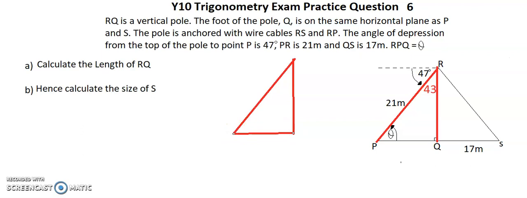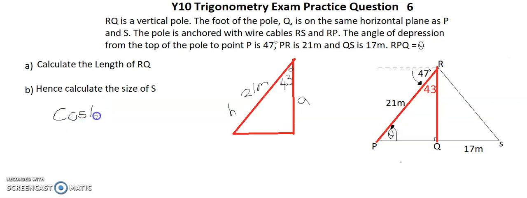Okay, so we know our angle is 43 degrees, and we also know our length, our hypotenuse, is 21 meters. So the next thing we need to think about is, what are we trying to find out? We are trying to find out our height, which is our adjacent. So we've got our hypotenuse and we need our adjacent. So that gives us the equation of cosine. We're using the cosine because it's adjacent and hypotenuse.